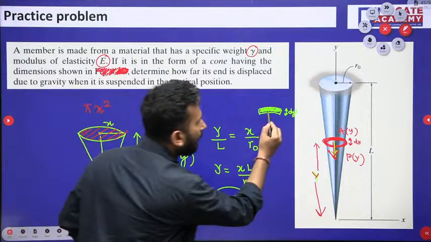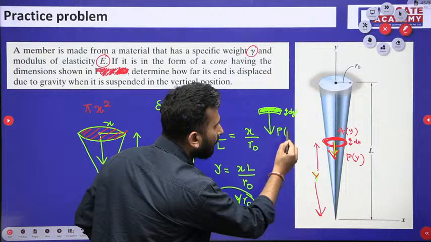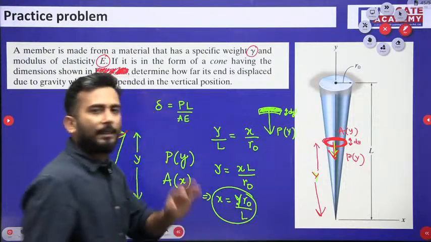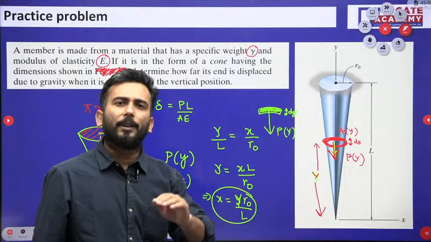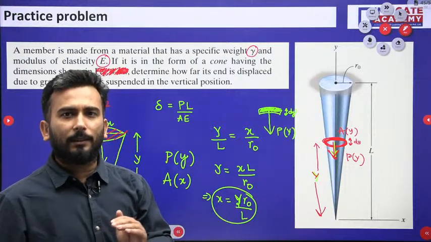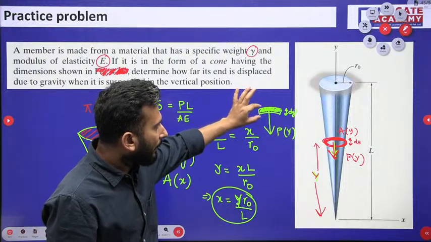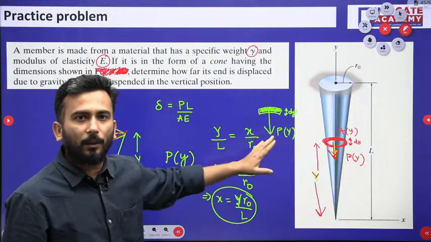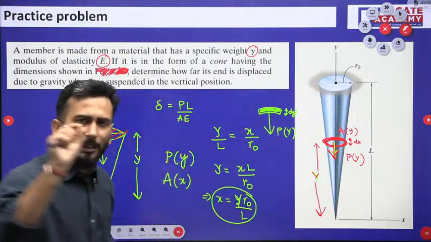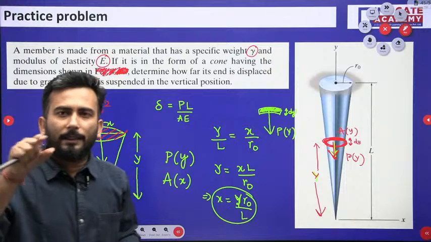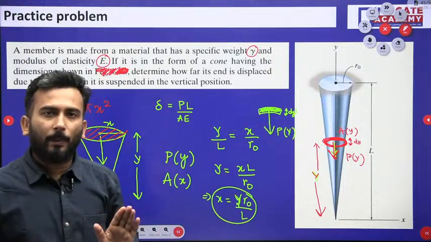On this, I need to see how much. This dy is at a distance y from the free end. From the free end, it is very easy to analyze, na? Okay. So on this small element, the force P at a distance of y is acting. And the element is so small that the cross section will be constant throughout this dy.